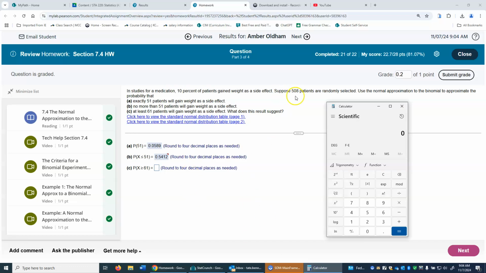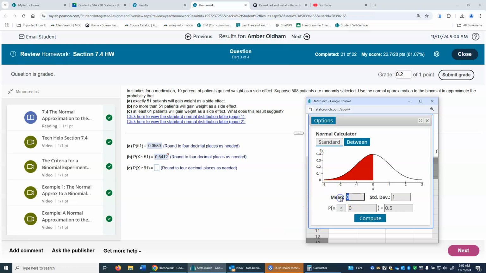So N is 508, P is 10%, so that's going to be pretty easy. 508 times 0.1 gives us 50.8 for the mean.